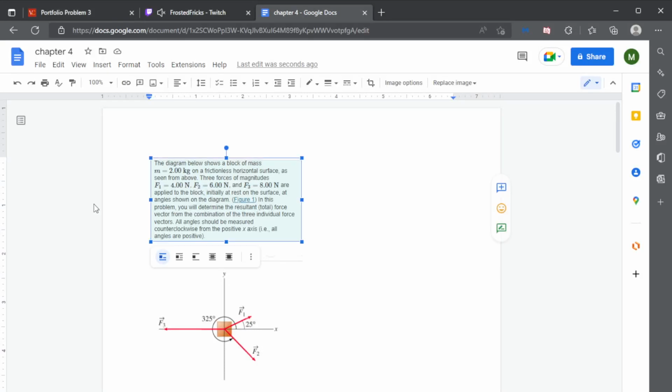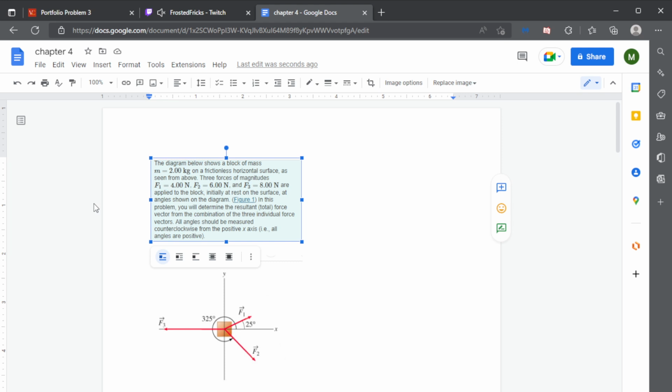The diagram below shows a block of mass m equals 2 kilograms on a frictionless horizontal surface as seen from above. Three forces of magnitude, force 1 is 4 newtons, force 2 is 6 newtons, force 3 is 8 newtons, are applied to the block. Initially the block is at rest on the surface, and the forces are at the angles shown in the diagram.